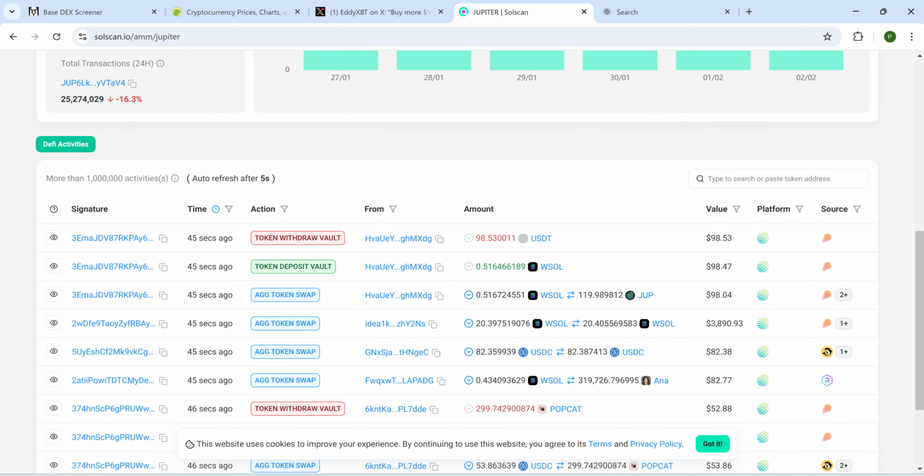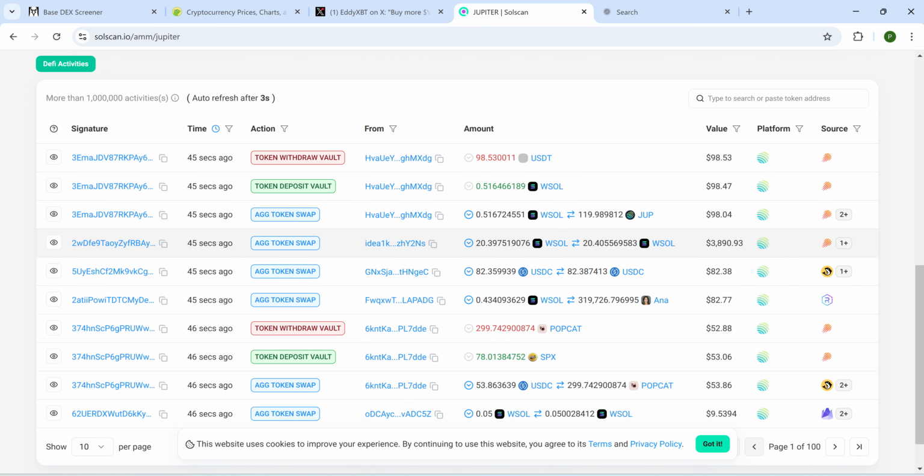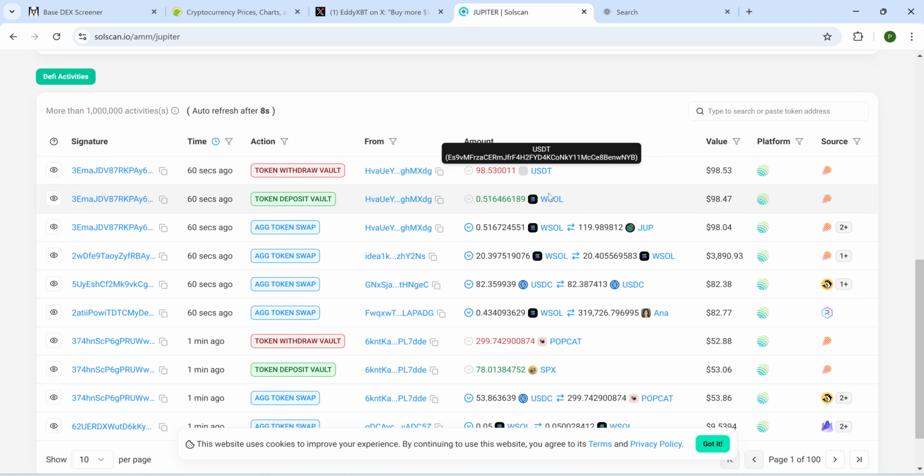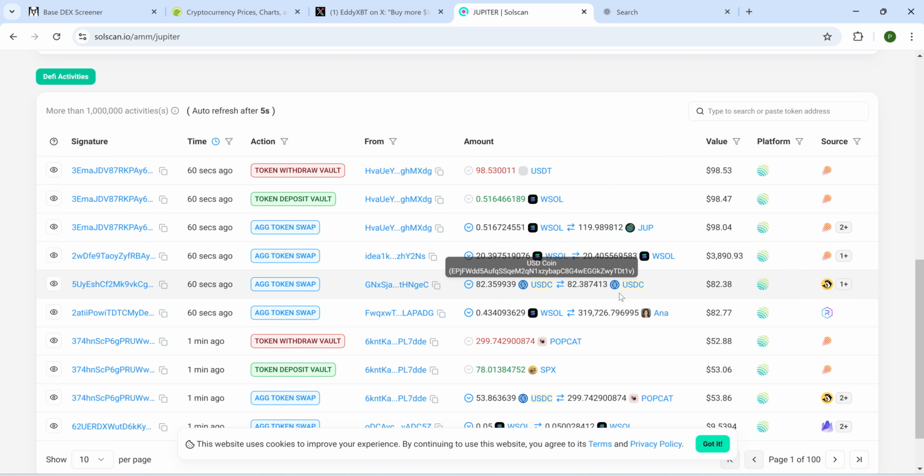So now this is it. These are people that are trading here and what they are buying and selling. You see, someone sold token withdrawal vault, someone sold Popcat. So if you stay here long enough, you're going to see new transactions that are coming in.